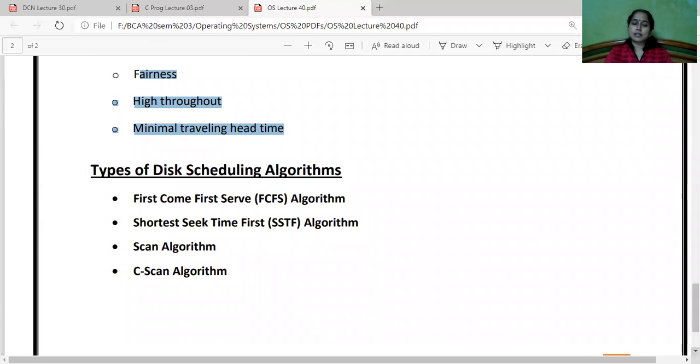And next, in the end, I have just given you a glimpse of the various types of disk scheduling algorithms that I'll be discussing in my live sessions with you one by one. The FCFS algorithm, that is first come first serve. SSTF, that is shortest seek time first. Scan algorithm and C-scan. It's very easy, children. When we discuss with examples, it will be more clear to you.